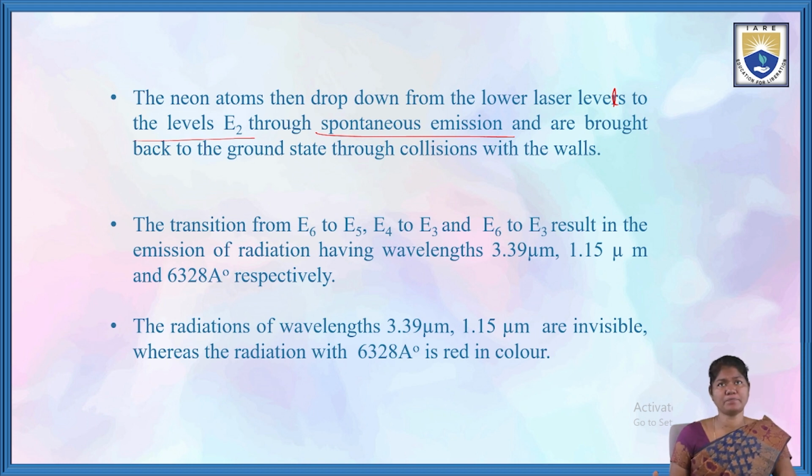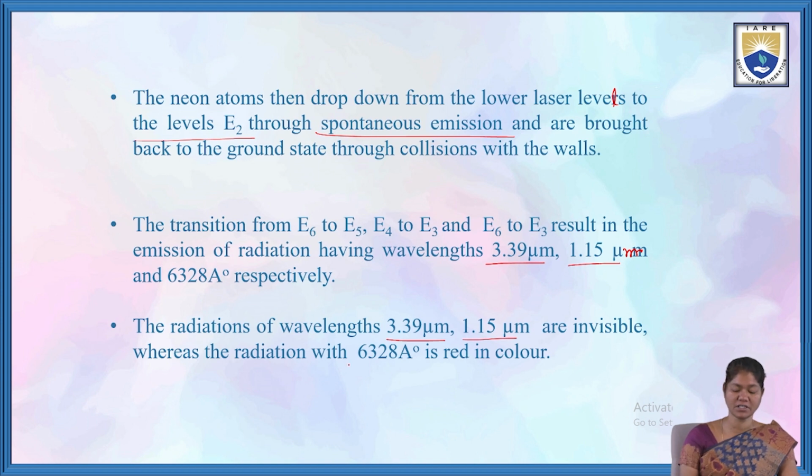The transitions from E6 to E5, E4 to E3, and E6 to E3 result in emission of radiation having wavelengths 3.39 micrometer, 1.15 micrometer, and 6,328 angstroms respectively. The radiations of wavelengths 3.39 micrometer and 1.15 micrometer are invisible, whereas the radiation with 6,328 angstroms is red in color.